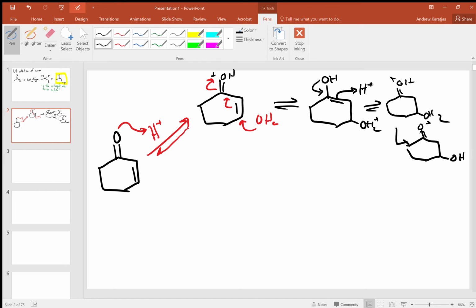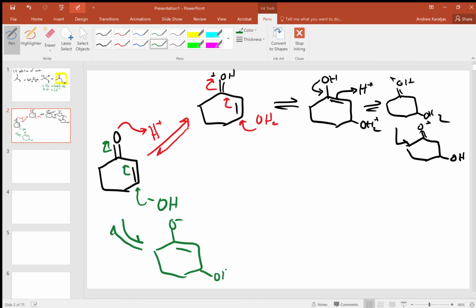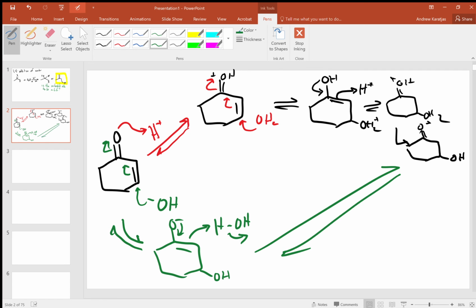Under basic conditions, we have a similar mechanism, but instead, because the stronger nucleophile is present, that can attack first without protonation of the carbonyl. And then the resulting enolate, or this double bond attached to an O-, adds its electrons back in, picks up a proton from water, and we arrive at the same product.